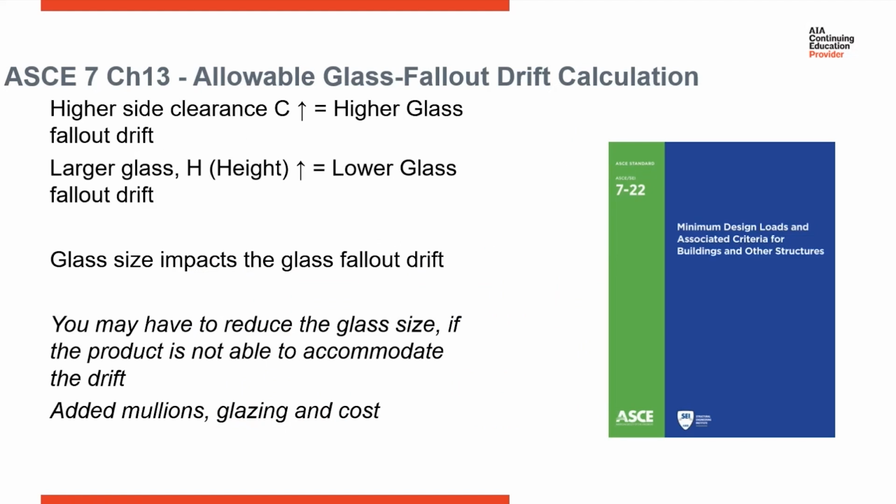Just a quick recap. The more clearance we have in the system, the higher your glass fallout drift will be. But the larger your glass, the taller it is, the lower your glass fallout drift will be. So your glass size has a really big impact on your fallout drift. So if you choose a product that isn't able to meet the drift you need, you may have to reduce your glass size. And that will lead to increased mullions, more glazing, and just added cost to your project.